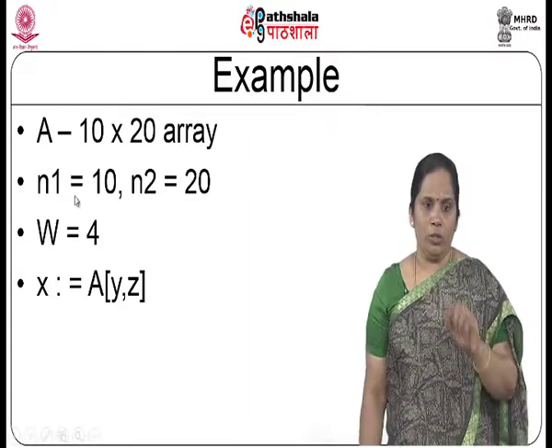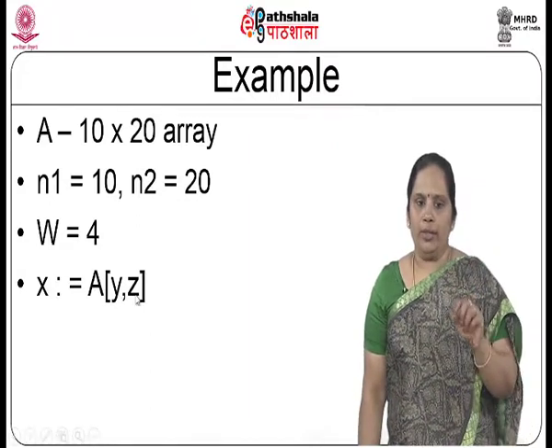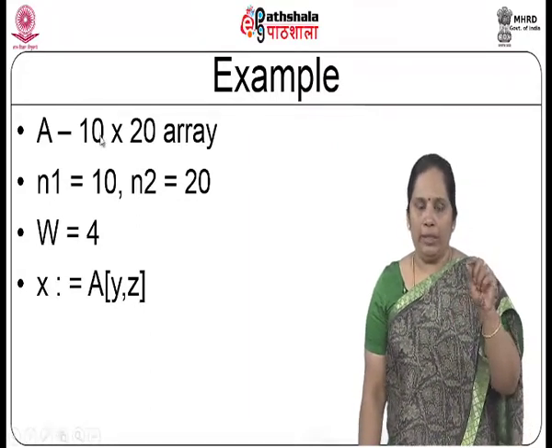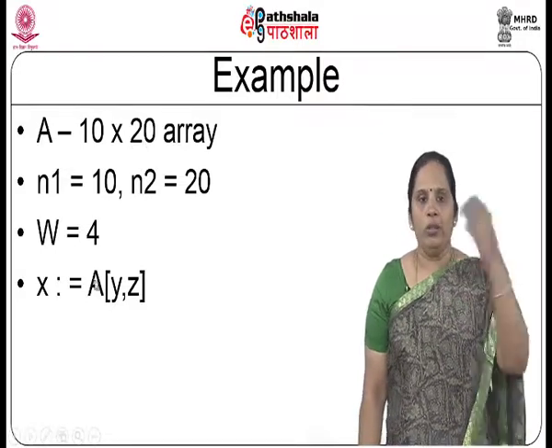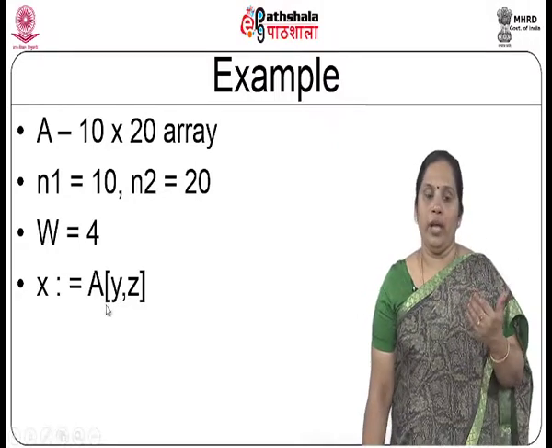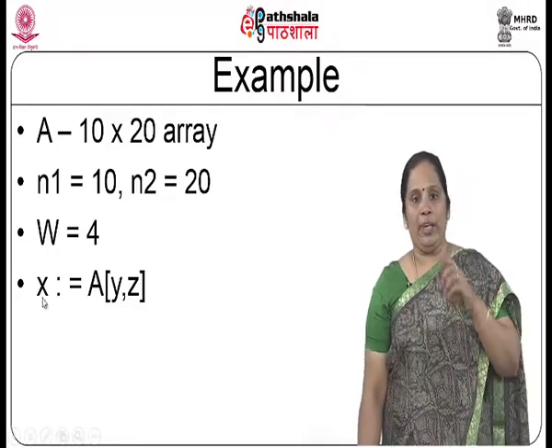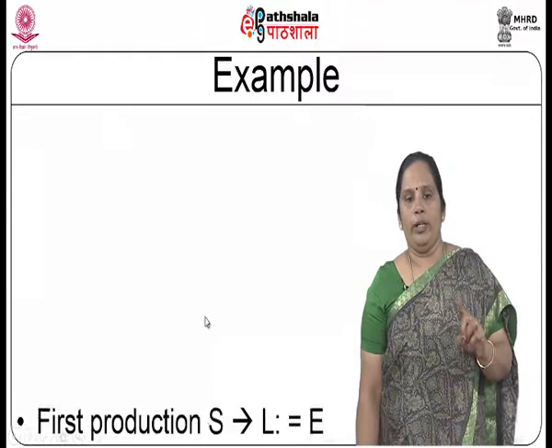How do I compute the address of a of 4 comma 3 is what I have to look at. So 4 comma 3 should be referenced with respect to 10 in an array of size 10 cross 20. I have to go there directly and fetch it, and that is assigned to x. This has been done in one shot. So how do I do that?